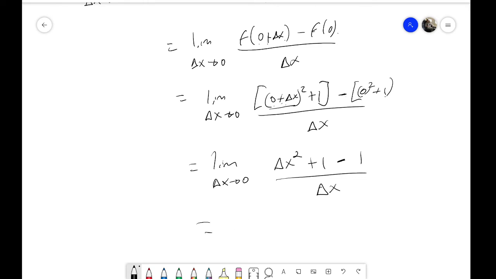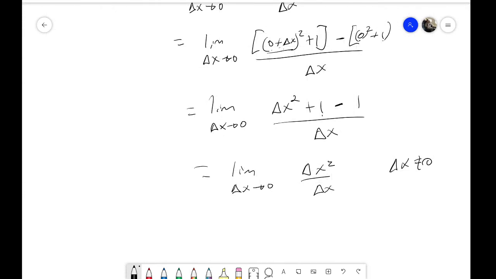Now notice that the 1's will cancel out because 1 minus 1 is 0, so we have the limit as delta x goes to 0 of delta x squared over delta x. But remember again, delta x is not 0, so this allows us to cancel, and we're left with the limit as delta x goes to 0 of just delta x.